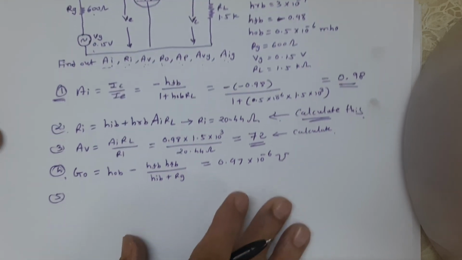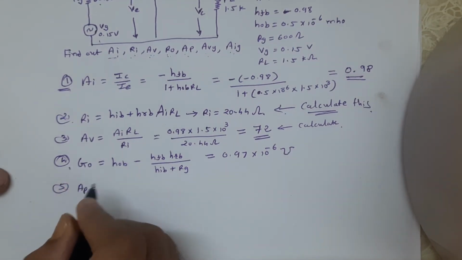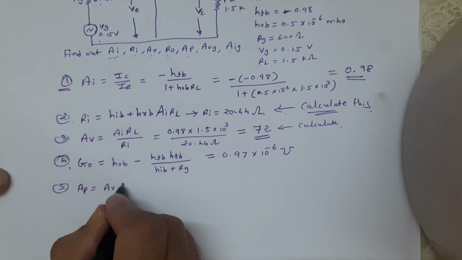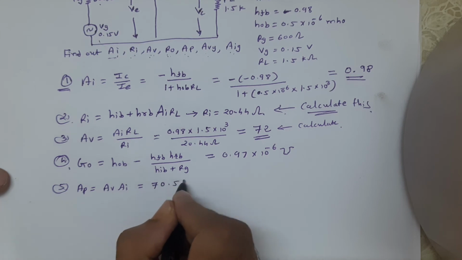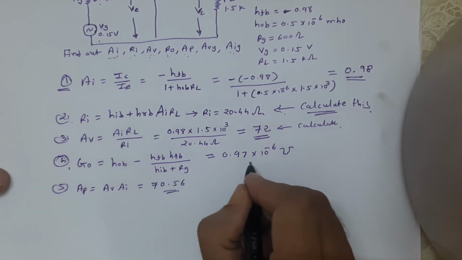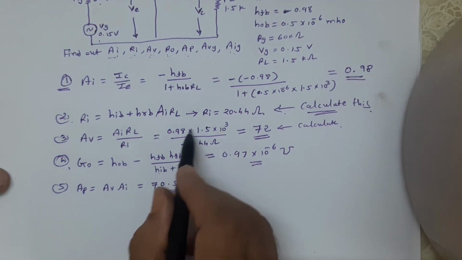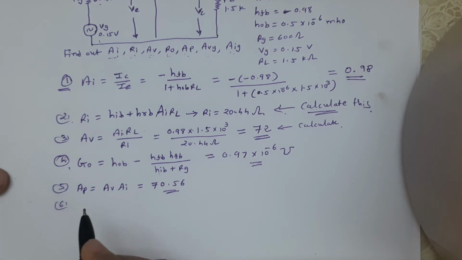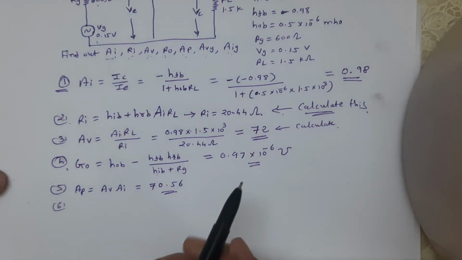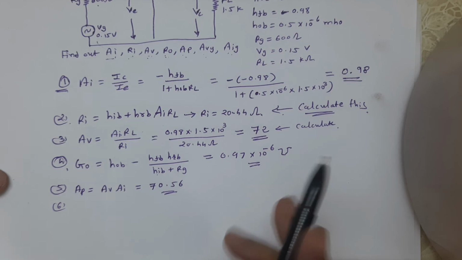Fifth one is AP, power gain, voltage gain into current gain, and this is equal to 70.56. You just calculate all these answers by putting the different values here, and calculate with the help of your calculator, and see whether this value is coming or not. I am just taking the direct value from the textbook.